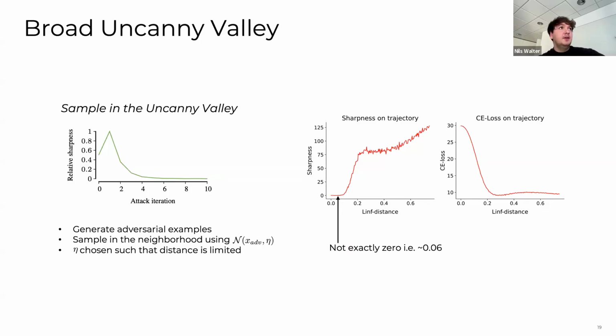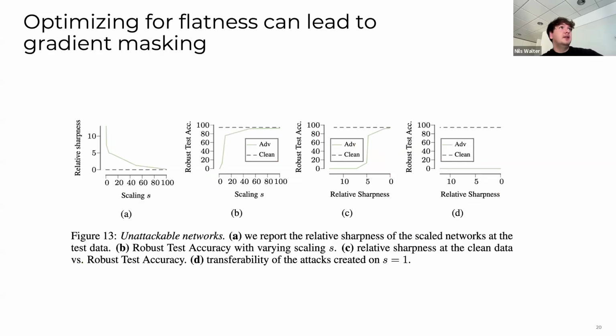Then we turn to the next problem, namely, if you were to naively optimize for adversarial robustness using this relative sharpness measure, you're also in a weird situation. By making your network very flat, what's likely going to happen is gradient masking, because at the same time as the sharpness vanishes, your gradient also vanishes, and your adversarial attack is just not working anymore, although the network is susceptible.